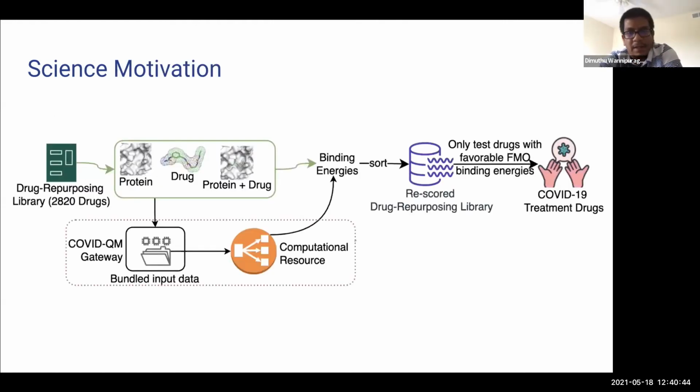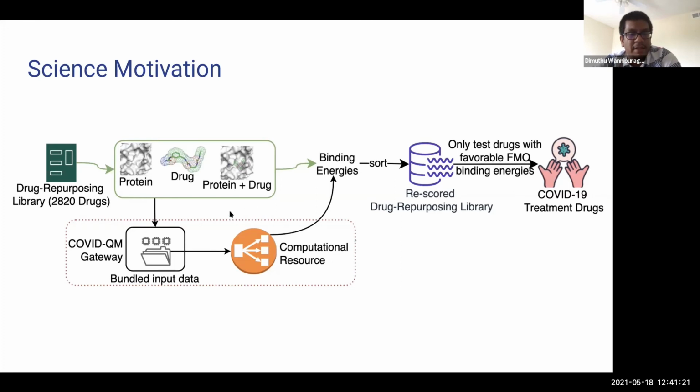So this is a very top-level overview of the entire project or the problem that we are addressing. In terms of the science motivation, the top row talks about the domain problem that Aaron is working on. He has a drug repurposing library, and he needs to calculate all the binding energy across the drug and the protein, probably of the virus, and then filter out the possible drugs and use them in their practical environment.